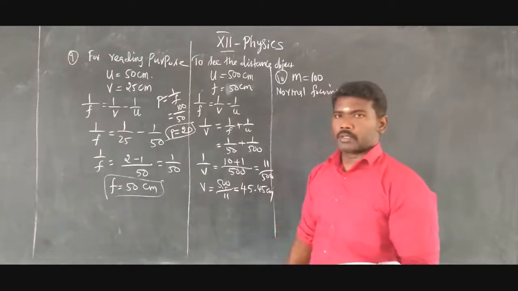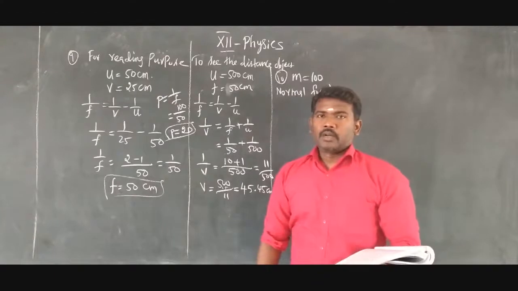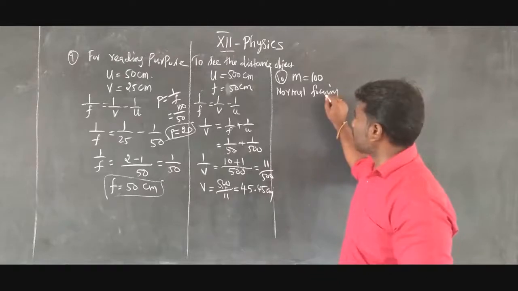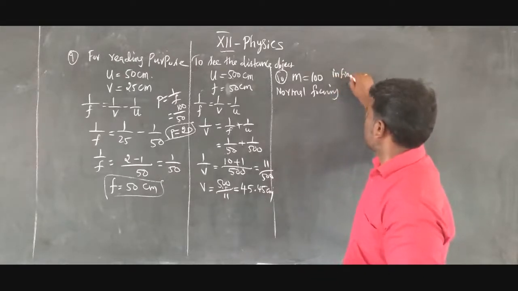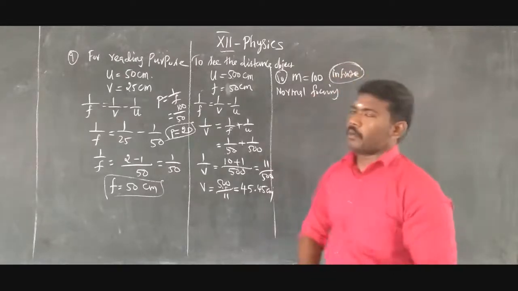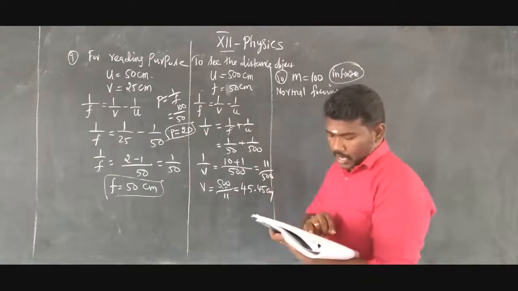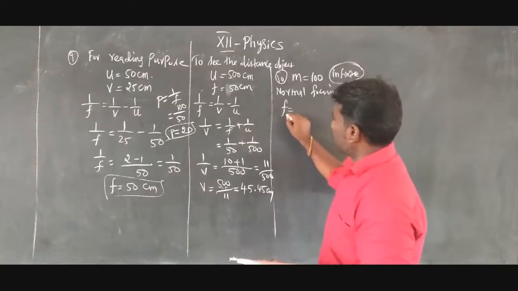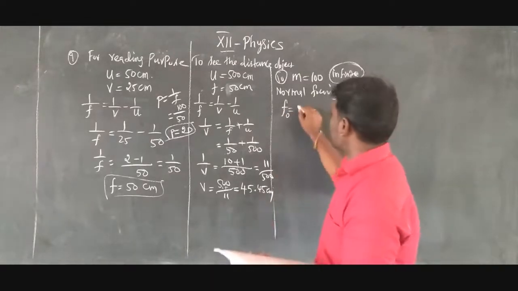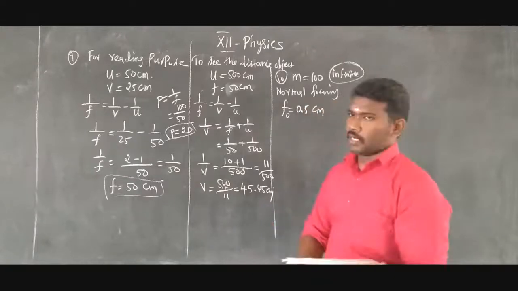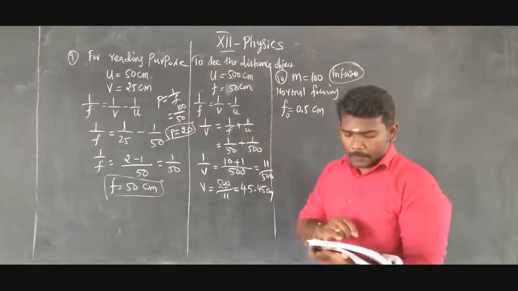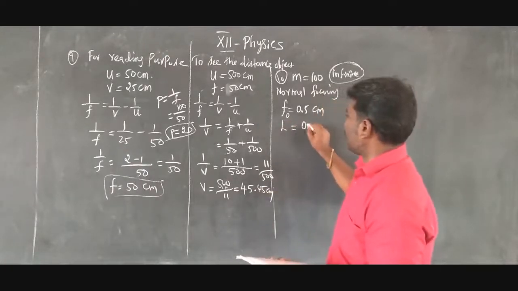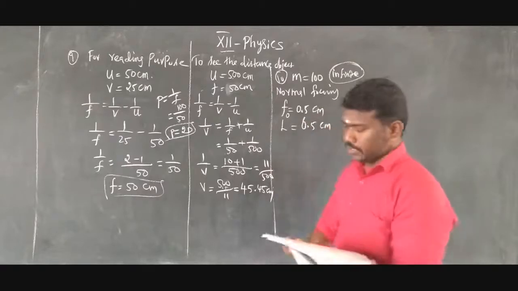In the compound microscope, we study two different categories. One is normal focusing. So if the image is formed at infinite distance, this is related to the normal focusing case. And the objective has a focal length. F naught is equal to the objective focal length, so F naught is equal to 0.5 centimeter. And the tube length is 6.5 centimeter. Tube length L is equal to 6.5 centimeter.